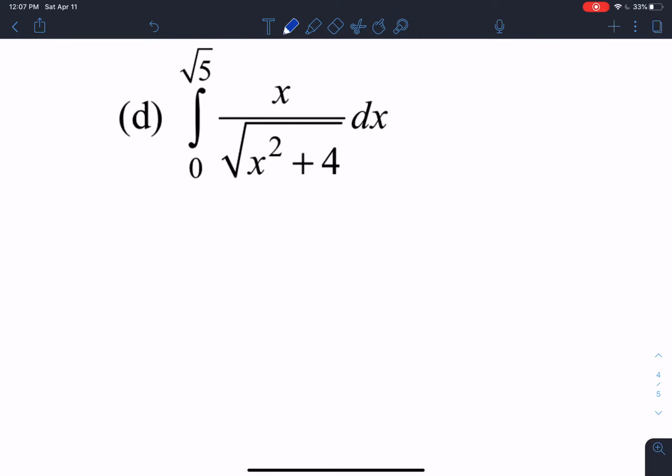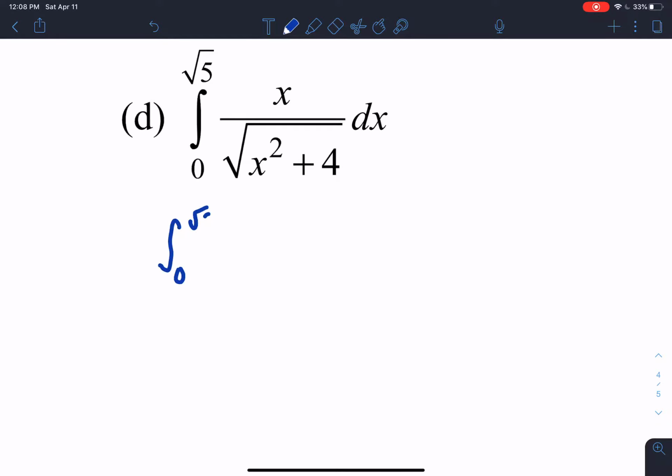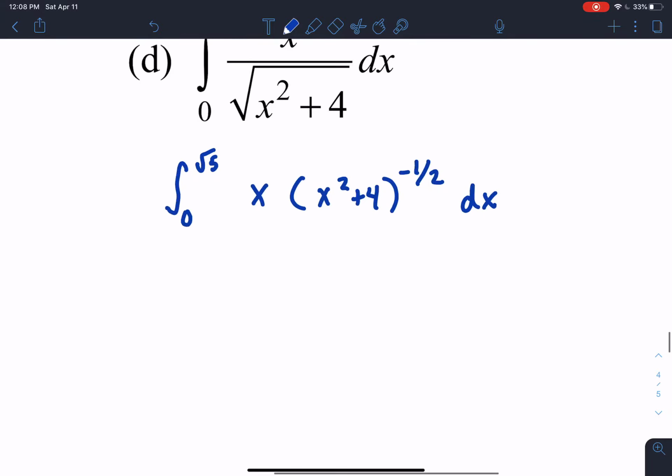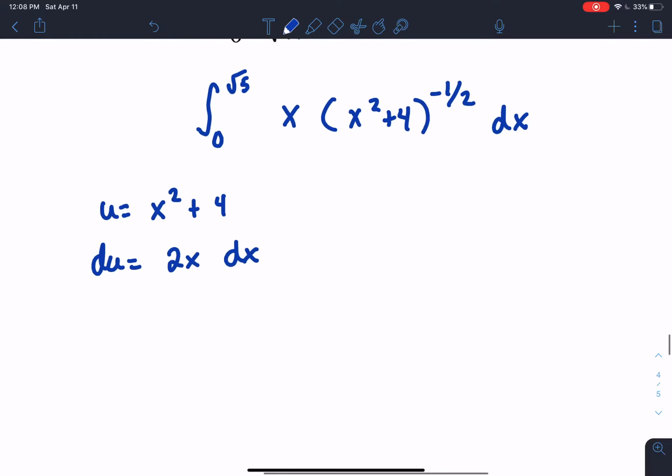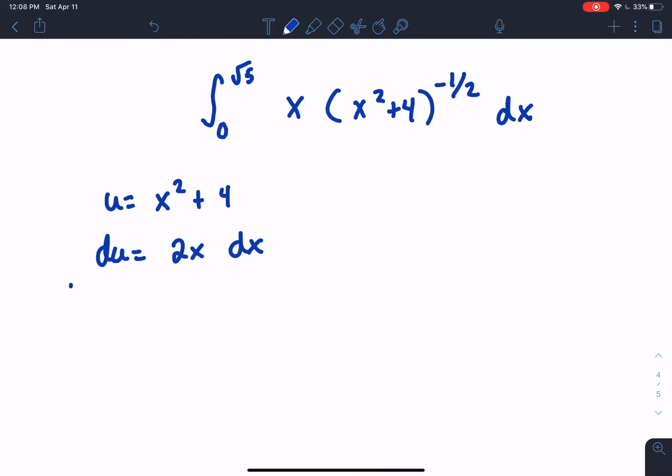All right, and then the last one here. So again, we want to rewrite this so that everything is on the same line with each other. So you got x times x squared plus 4 to the negative 1/2 dx. All right, so we're going to make u x squared plus 4, which then du is going to be 2x dx. Okay, so we just need to correct it using 1/2.